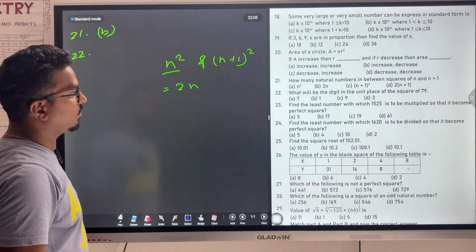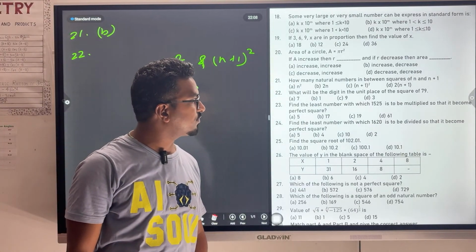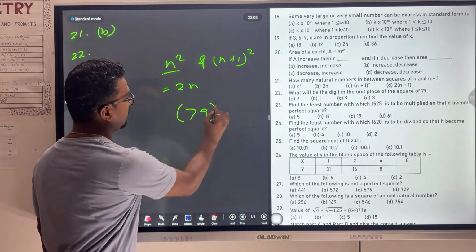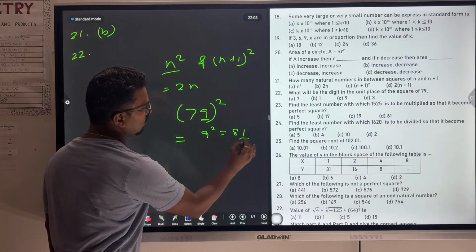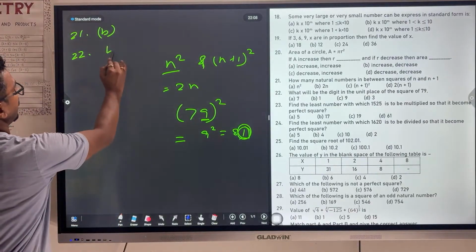Next question number 22. What will be the digit in the unit place of the square of 79? Square of 79. 79 square korile mane unit digit ot ki ahibo? A digit to square koi dia kion hobo? 81. To unit place ot ki ahibo? 1. Unit place ot ahibo amar 1. Option B.